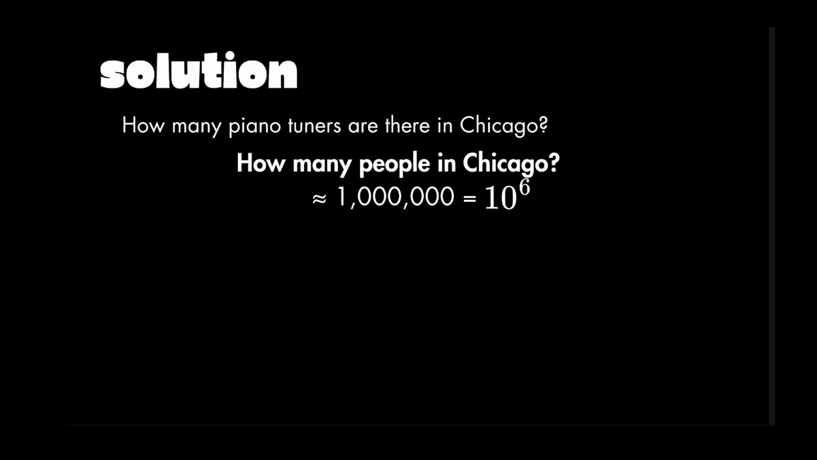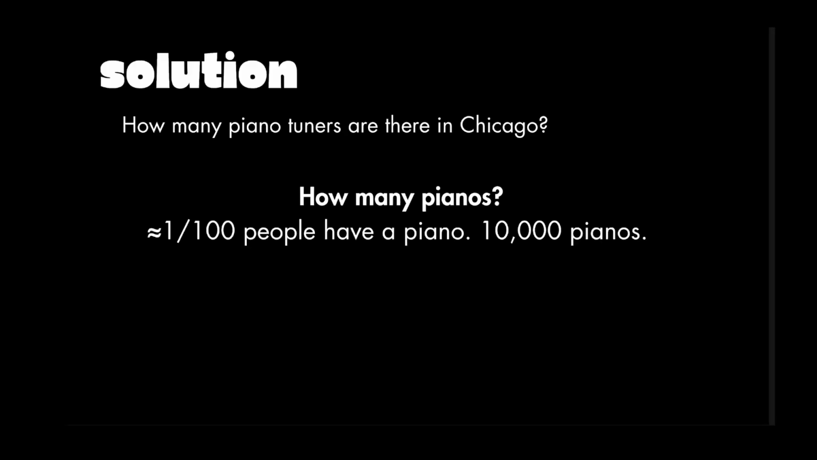This is a power of 10 approximation. 10 to the power 7 is too big. 10 to the power 5 is too small. Now, how many pianos? Well, let's say about 1 in 100 people have a piano because 1 in 10 is, well, too big. And 1 in 1,000 is kind of tiny. So, multiplying those two together, you get about 10,000 pianos.